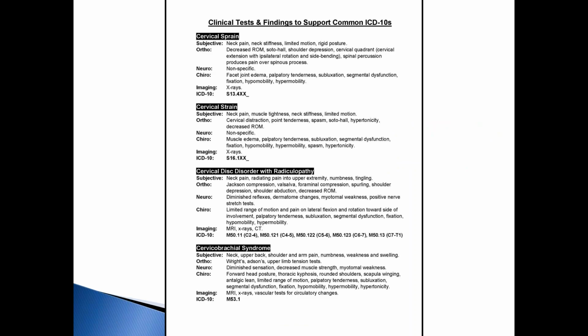We also have a section of the book on how to substantiate the diagnosis codes you use. For example, if you're going to diagnose a patient with cervical radiculopathy, we give you some guidance here. Do some Jackson compression or Valsalva foraminal compression. Check reflexes, see if there's any myotomal weakness. Check for range of motion and subluxations. If you're going to diagnose a patient with, let's say, cervical brachial syndrome, do Wright's test, Adson's test. Again, look for muscle strength, myotomal weakness. Look for forward head posture, thoracic kyphosis, rounded shoulders. It's a nice way to help support your diagnosis codes.